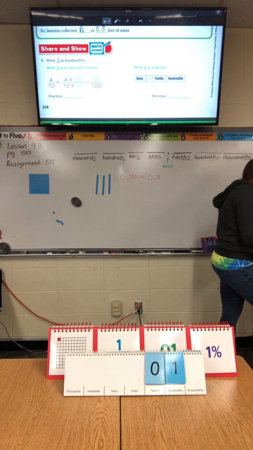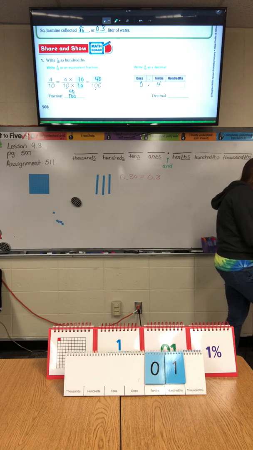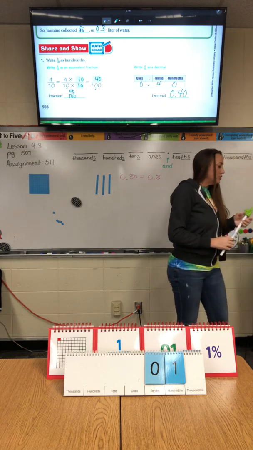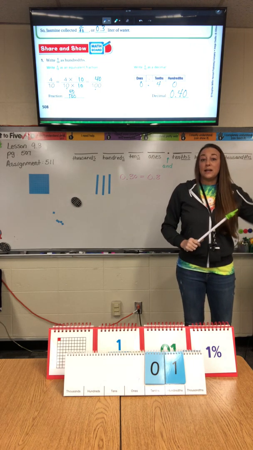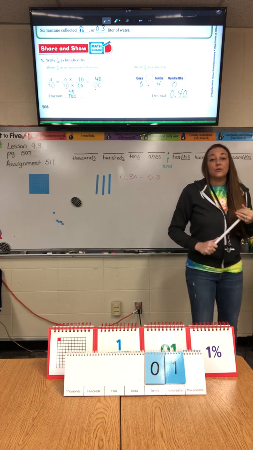Write 4/10 as hundredths. So to get from 10 to 100, we multiply by 10. If we do it to the bottom, we do it to the top. 4 times 10 is 40. So the fraction would be 40 over 100. And if we start with 4/10, all we have to do to make it hundredths is add that 0 there. So now we read it as 40 hundredths. Just like with the fraction, you add a 0 to the top and bottom to make it hundredths. With the decimal, you add a 0 to the hundredths place.